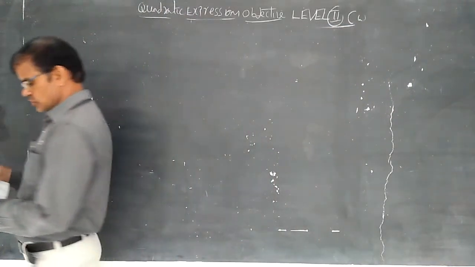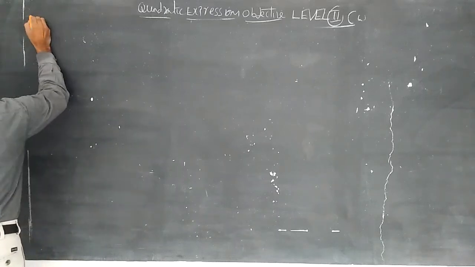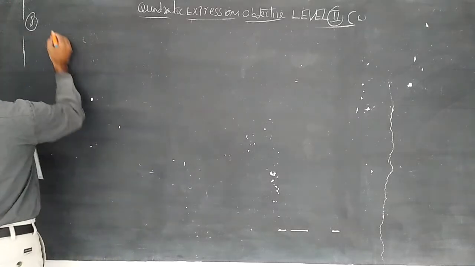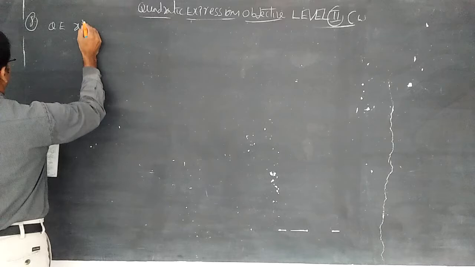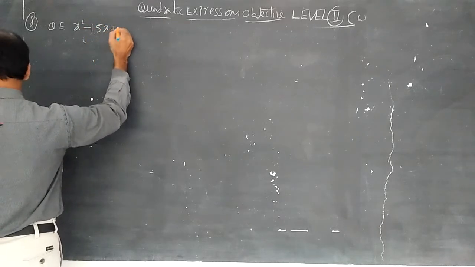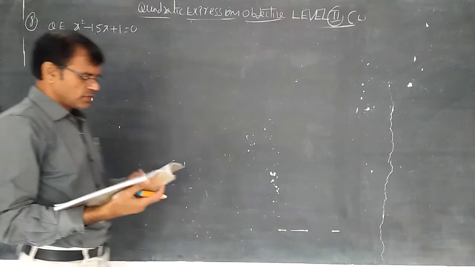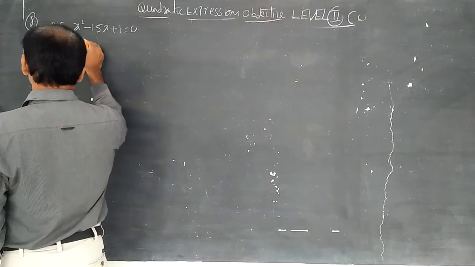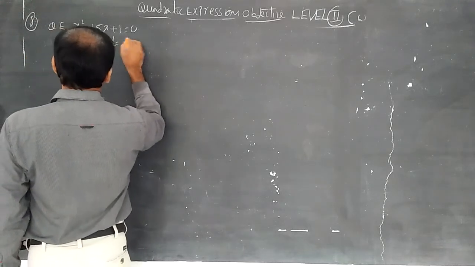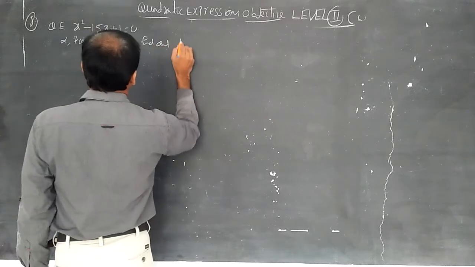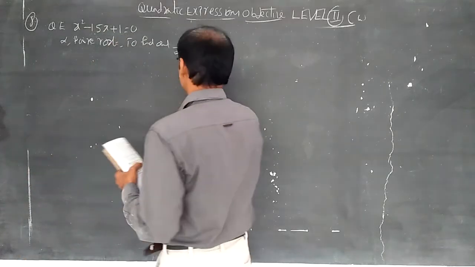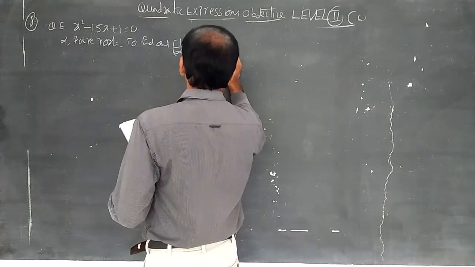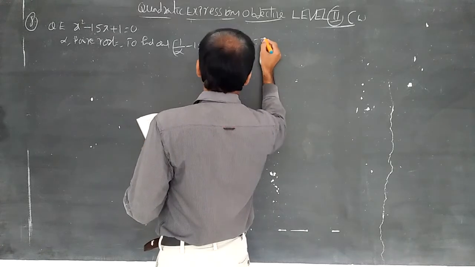Let us discuss 8th question. If alpha and beta are the roots of the quadratic equation x square minus 15x plus 1 equal to 0, then find the value of (1 by (alpha minus 15)) whole power minus 2 plus (1 by (beta minus 15)) whole power minus 2.